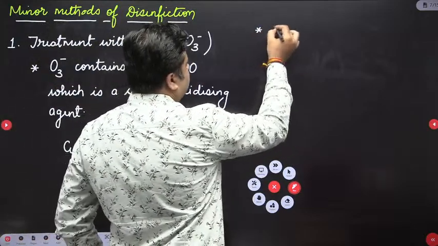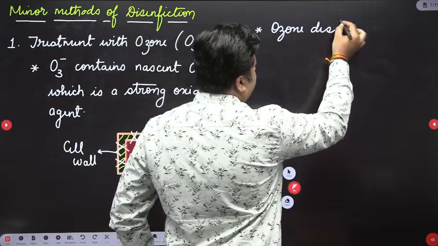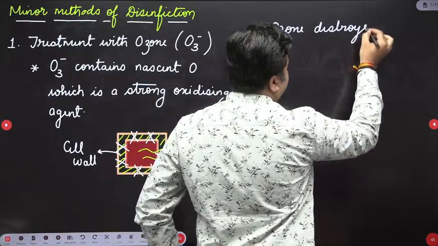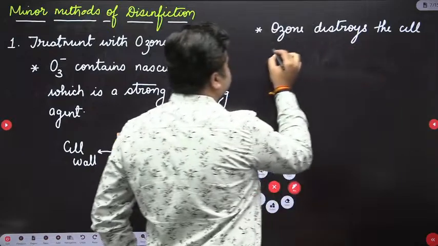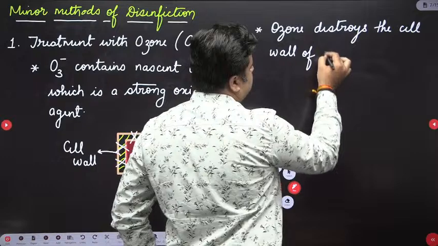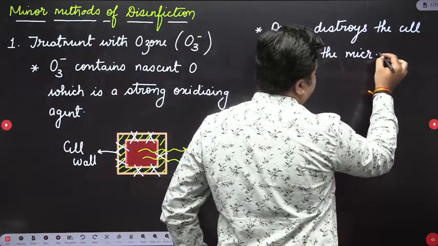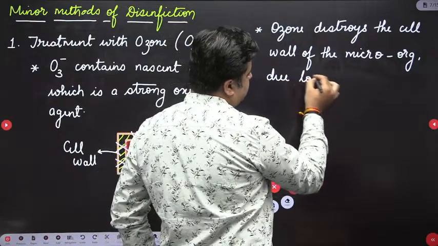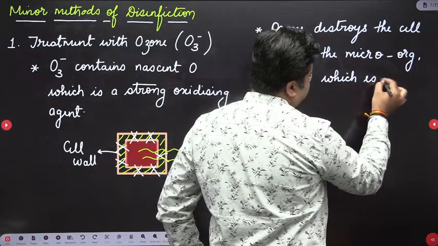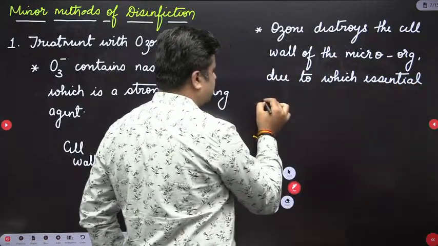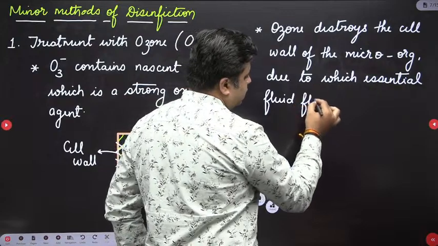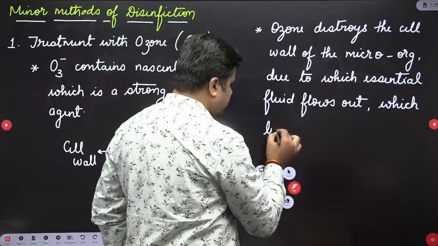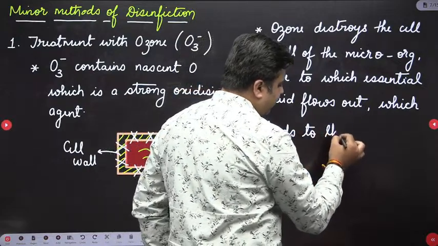Ozone destroys the cell wall of the microorganisms, due to which essential fluid flows out, which leads to the killing of microorganisms.